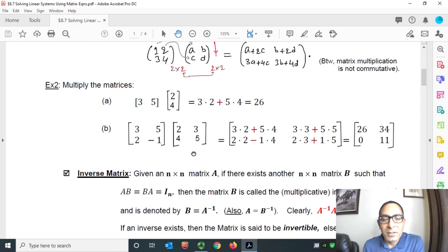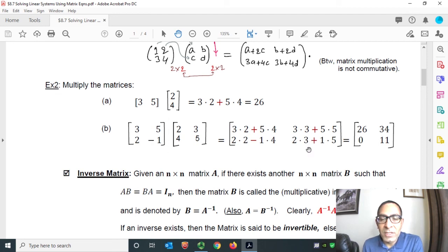Part B, here's a matrix of size 2 by 2, another matrix of size 2 by 2, so we can find the product. Our resulting matrix turns out to be again of size 2 by 2. Here, 3 times 2 plus 5 times 4. Similarly, in this spot, 3 times 3 plus 5 times 5. Similarly, in this spot, 2 times 2 minus 1 times 4. In here, 2 times 3, then minus 1 times 5. Oh, this should be a negative sign here, so minus there.